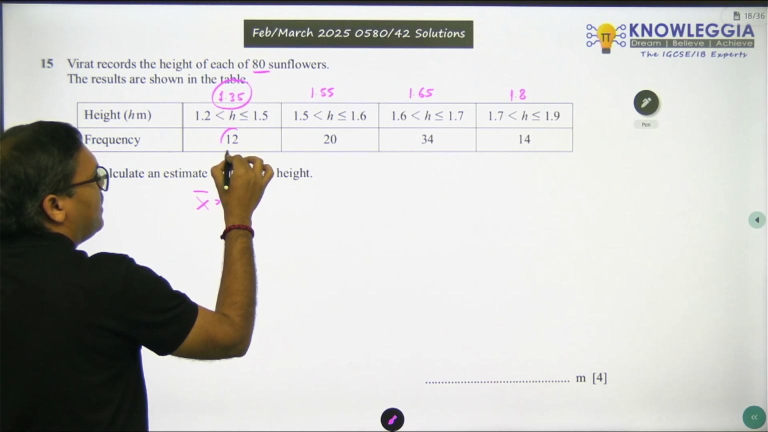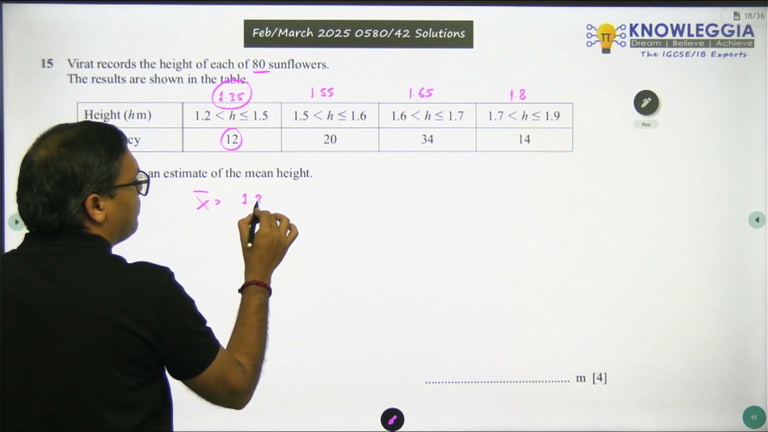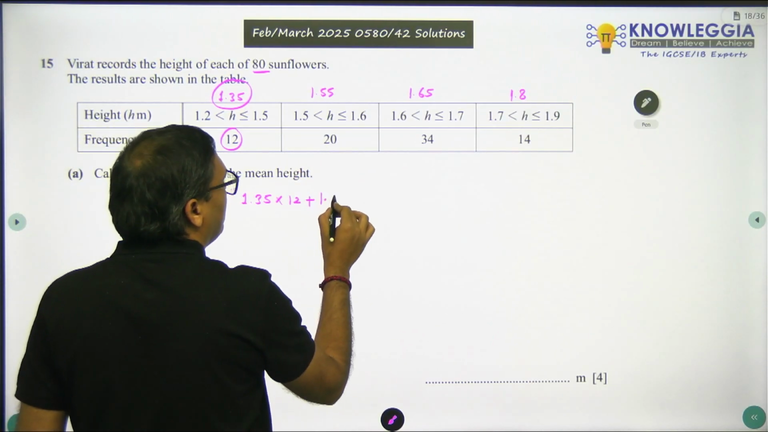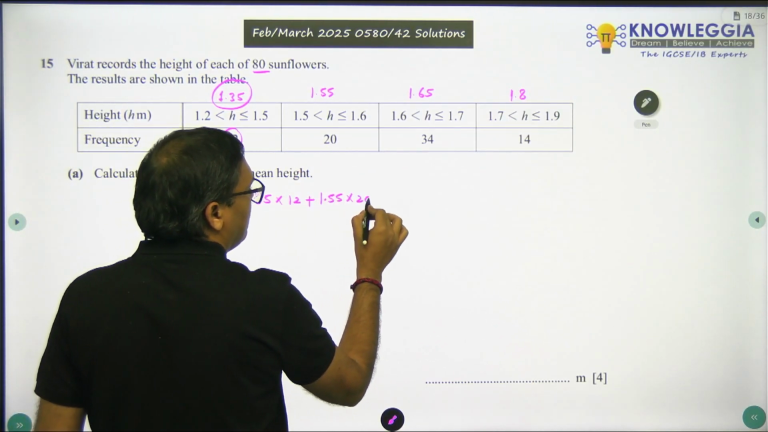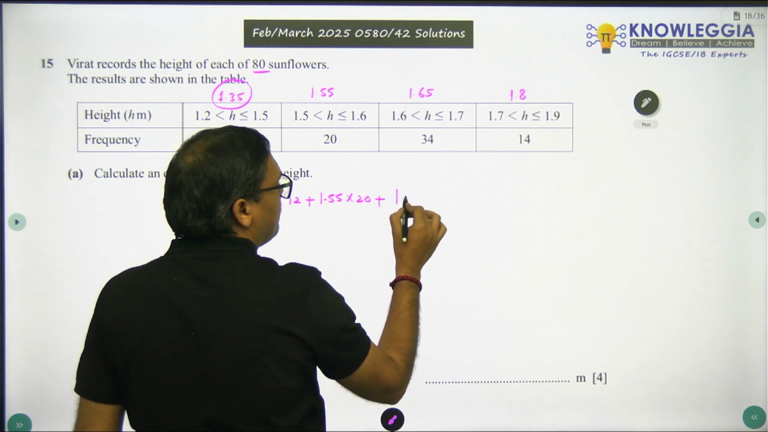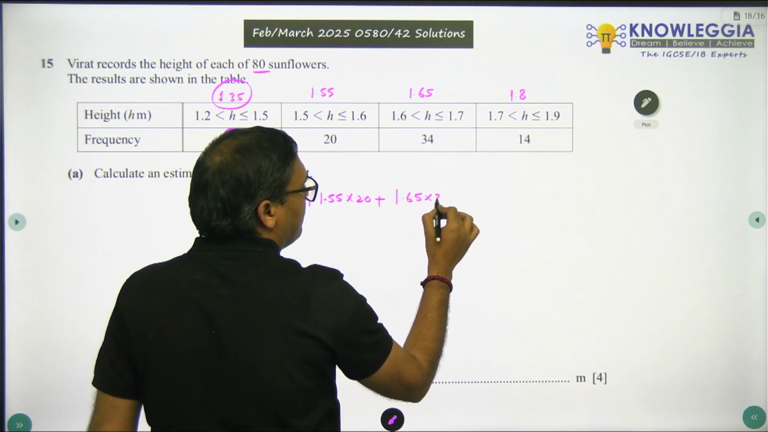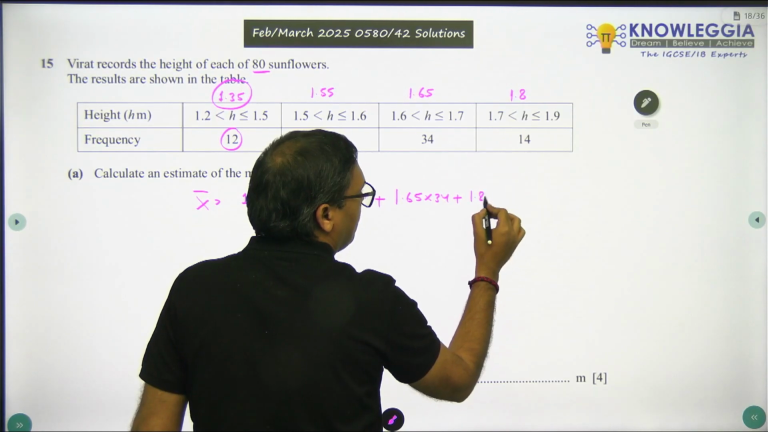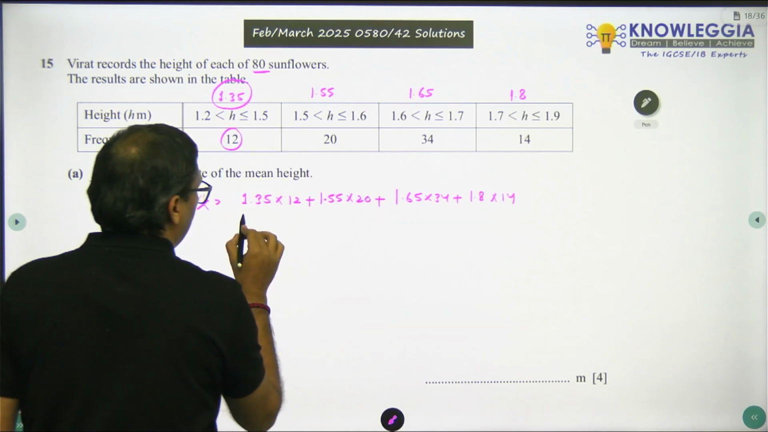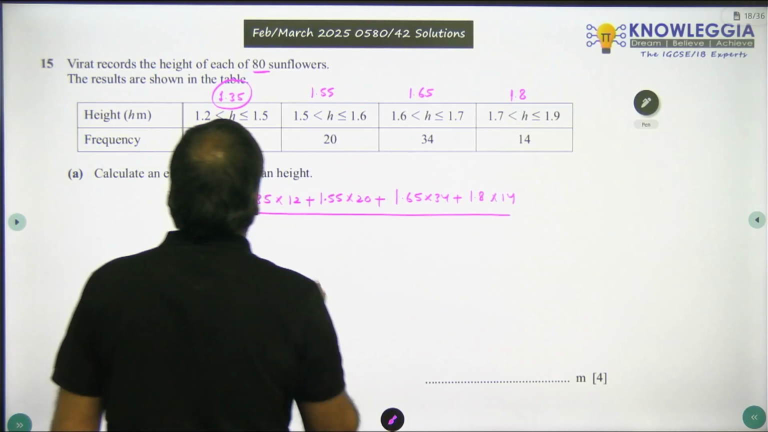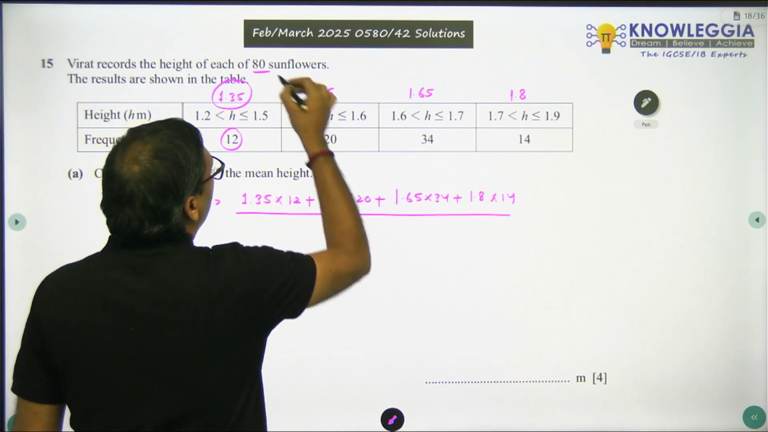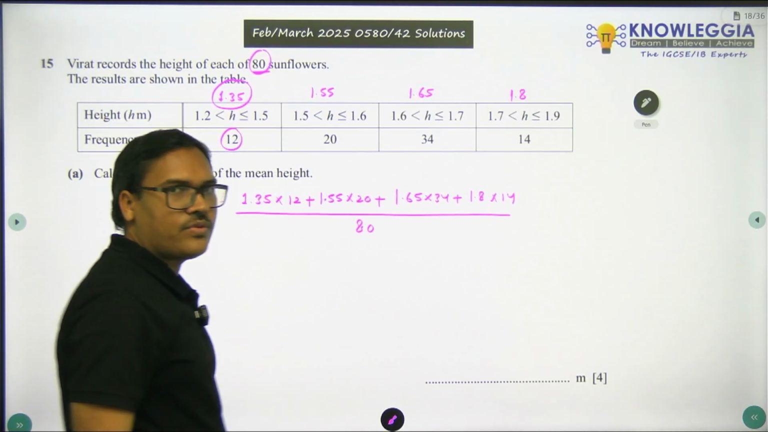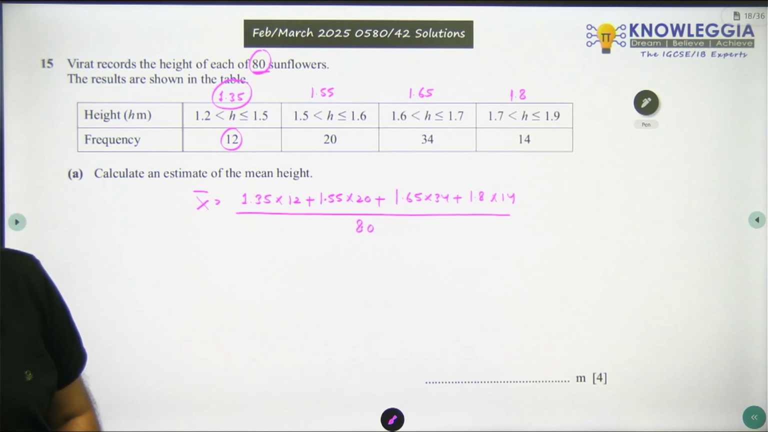data xi into corresponding frequency. This is 1.35 multiplied with 12 plus 1.55 multiplied with 20, 1.65 multiplied with 34, 1.8 multiplied with 14, divided by the sum of all the frequencies. So obviously it will be equal to 80 because this is the data of 80 flowers. So upon 80. So now just plug in the values in the calculator and get the answer.